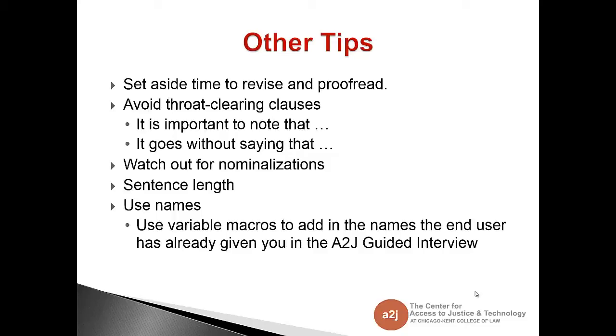Watch your sentence length. Brian Gardner says the maximum should be 20 words. And use names. Use variable macros to add in the names the end user has already given you in the A to J guide interview. So you can ask, what is your name? What is the defendant's name? And in the future, when you're talking about the appellant or the defendant or the pro se litigant, use the names that they have already given you for those people.